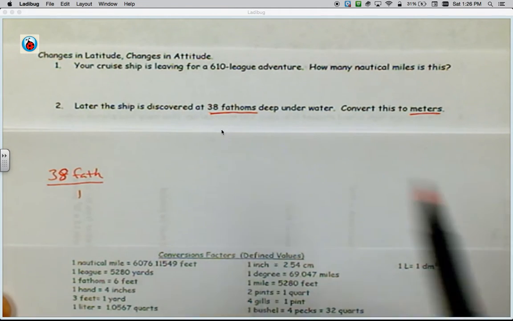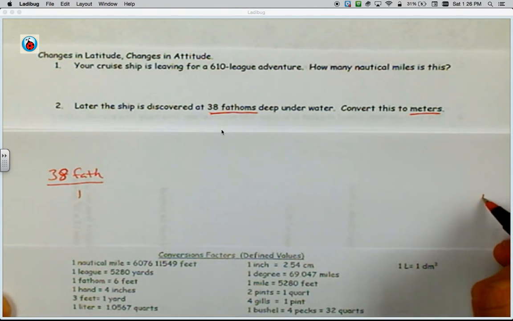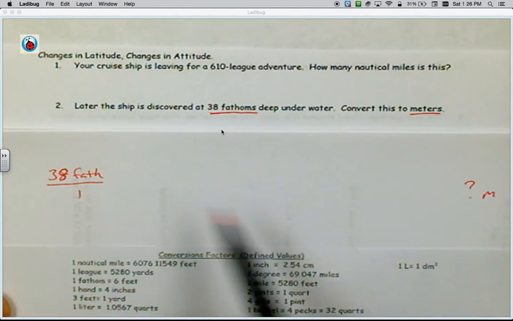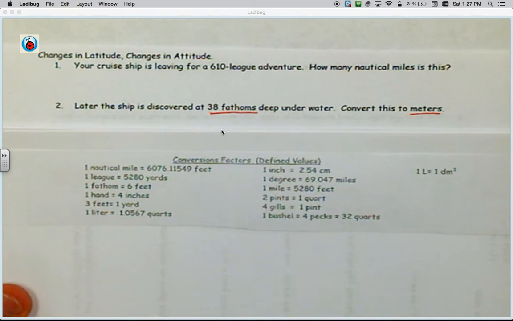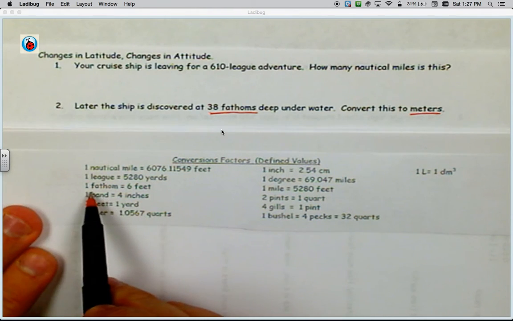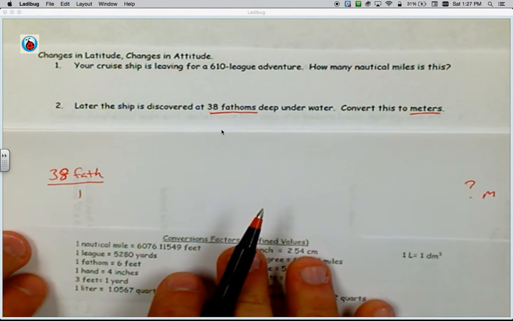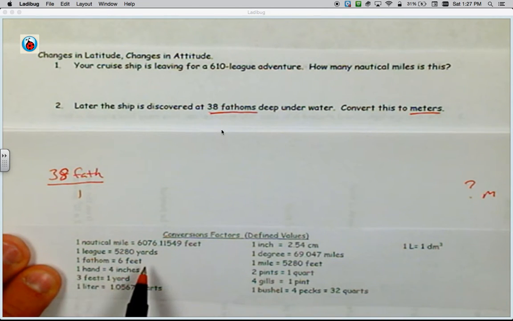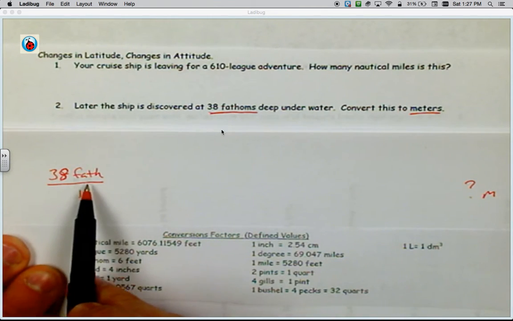And we're trying to get to meters. Where are we starting? Where are we going? Just like MapQuest. Good old MapQuest. Well, if we look at our conversion factors, we know we're going to need to know something about fathoms. As we look through, we've got fathom. 1 fathom equals 6 feet. So, we're going to use this equality statement's conversion factor to change out of fathoms into feet.